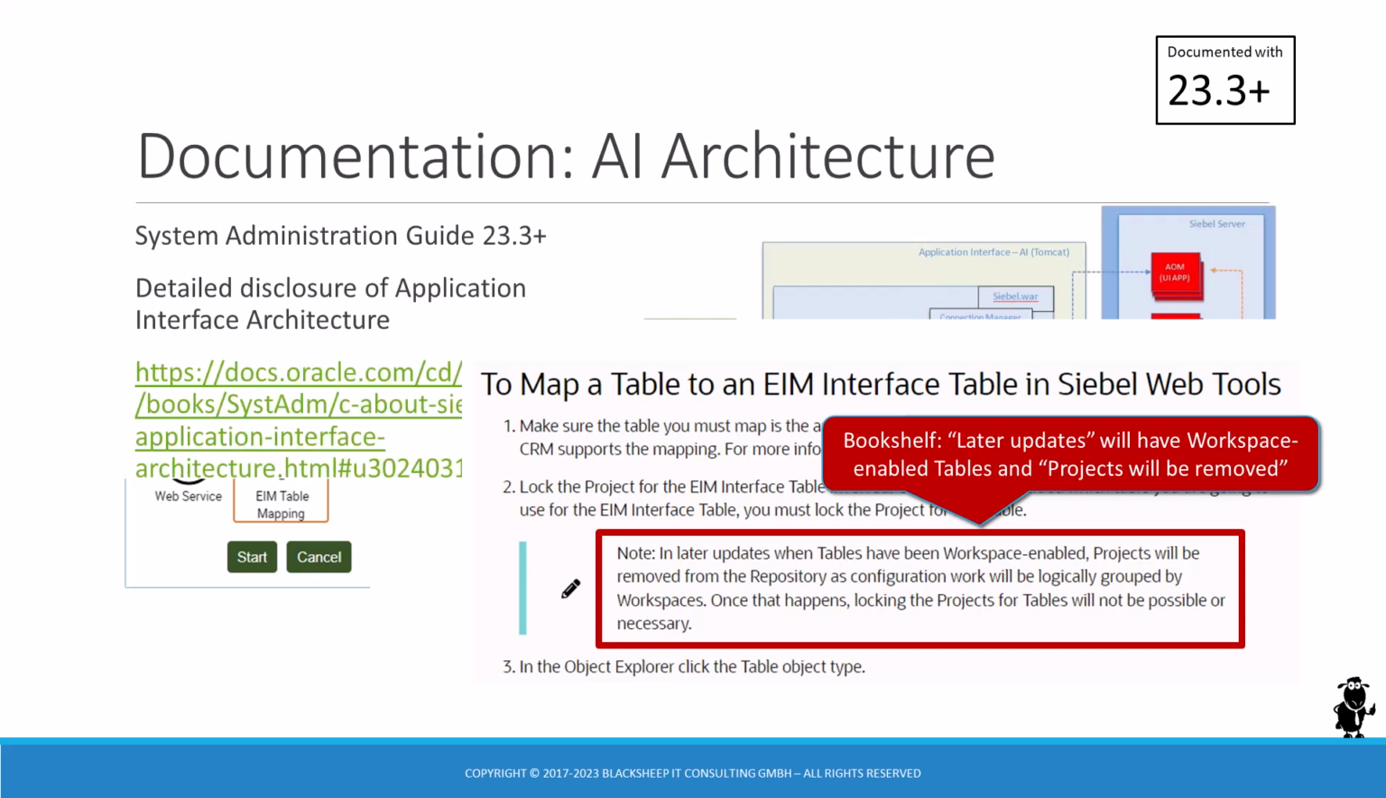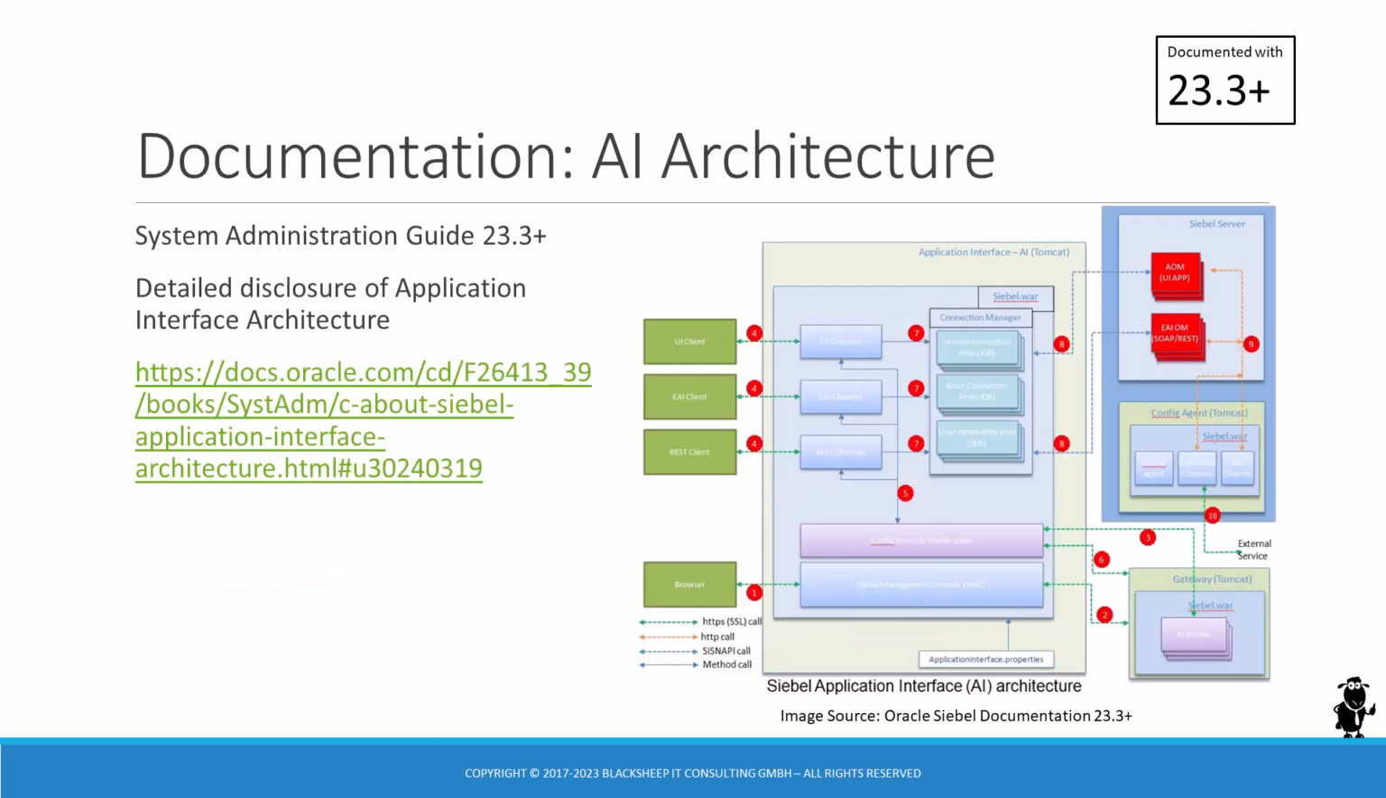This might be an indication that Oracle is working at expanding workspaces to support tables and other schema-related objects in the near future. Siebel architects are in for a treat as the updated System Administration Guide contains a super detailed engineering perspective on the inner workings of the Siebel application interface. If you ever struggled with understanding the 3 different Tomcat roles, AI, Config Agent, and Gateway, this chapter is highly recommended.